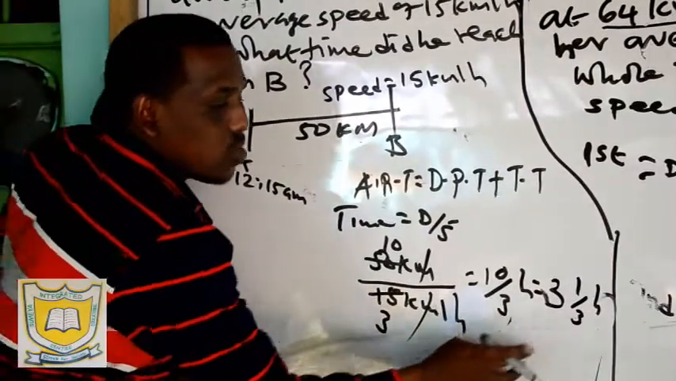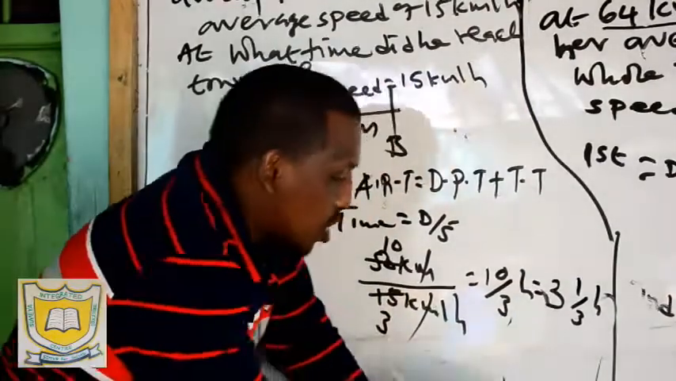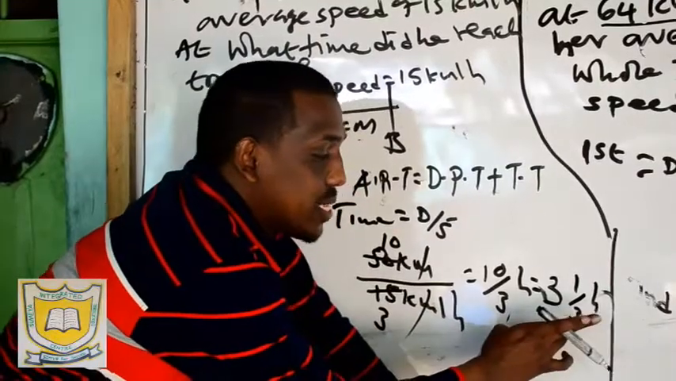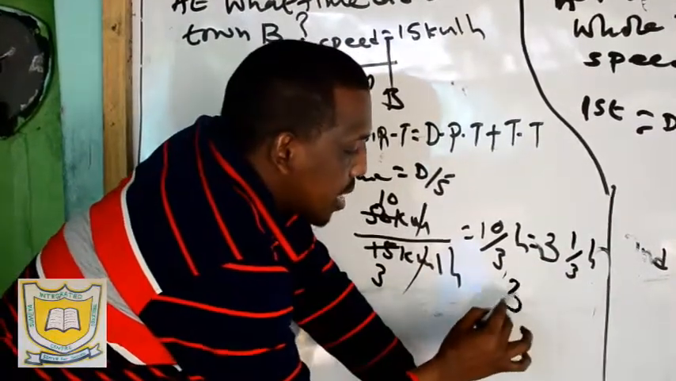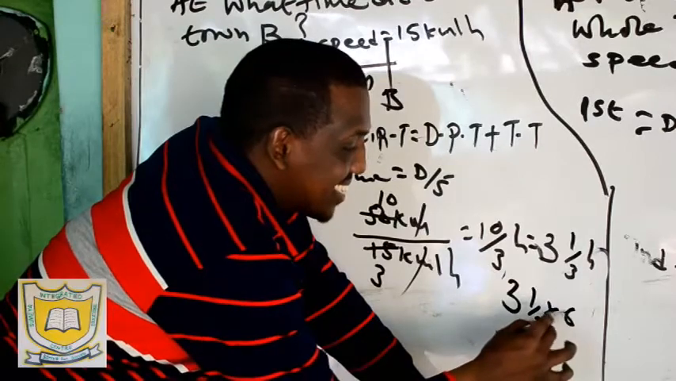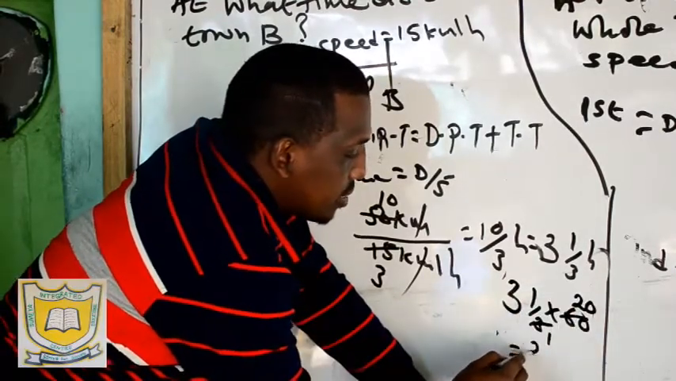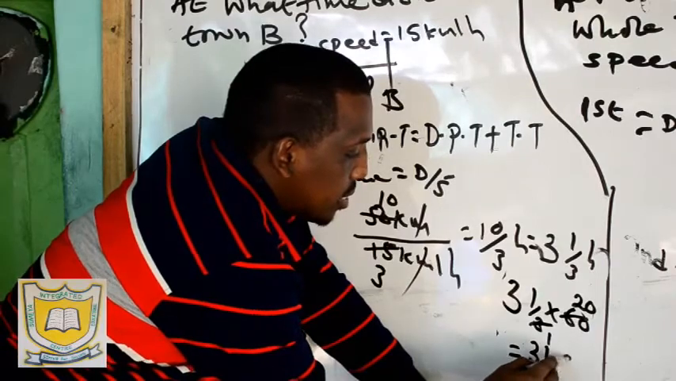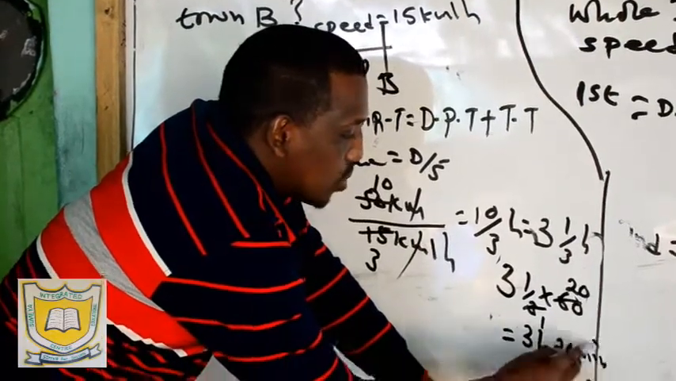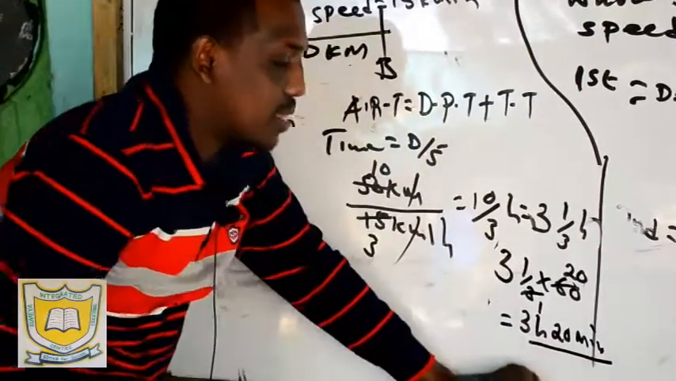3 1/3 hours. I always say you change the fraction into hours. When you want to change the fraction into minutes, you multiply by 60. So 1/3 multiplied by 60 is 20. So here you will get 3 hours and 20 minutes. That is now the time taken.